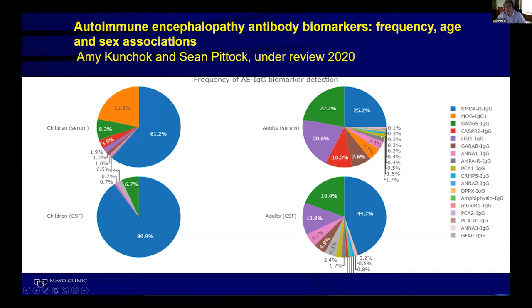Then these rarer ones make up a smaller piece of the pie. But it's interesting also to look at the frequency of MOG. In fact, if you look at how common MOG is in children, among serum antibody biomarkers of encephalitis, 22% of them are MOG antibodies.